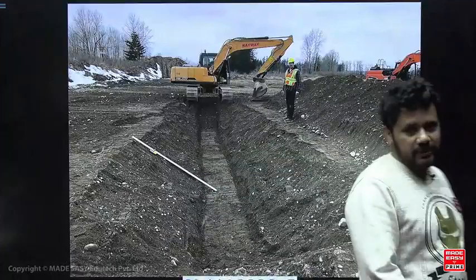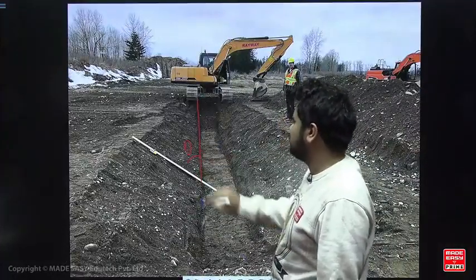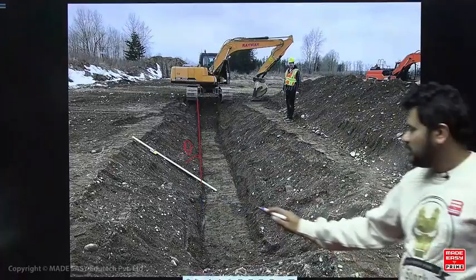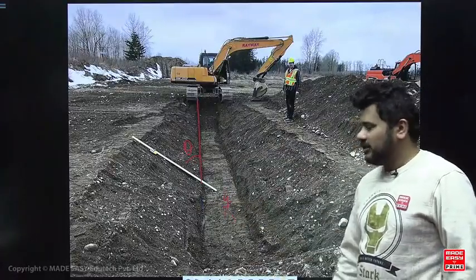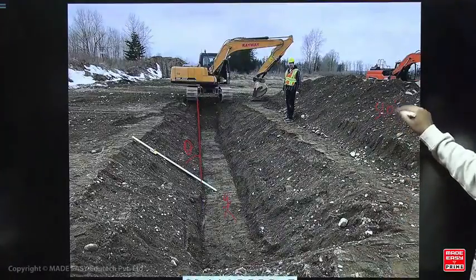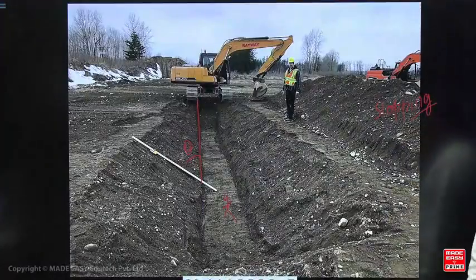Now this is called sloping. You can see that there is a certain angle, right? It is called sloping. Therefore the person who is going to work here will not get entrapped in the soil. क्या बोलते हैं इसको? Sloping बोलते हैं. Correct?